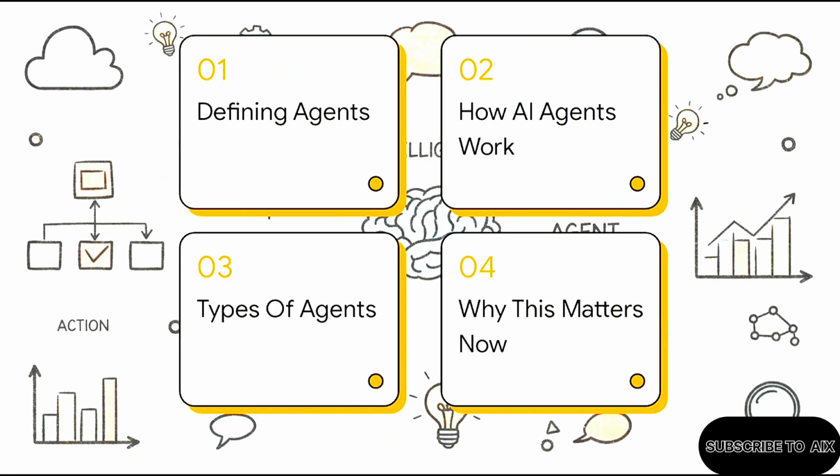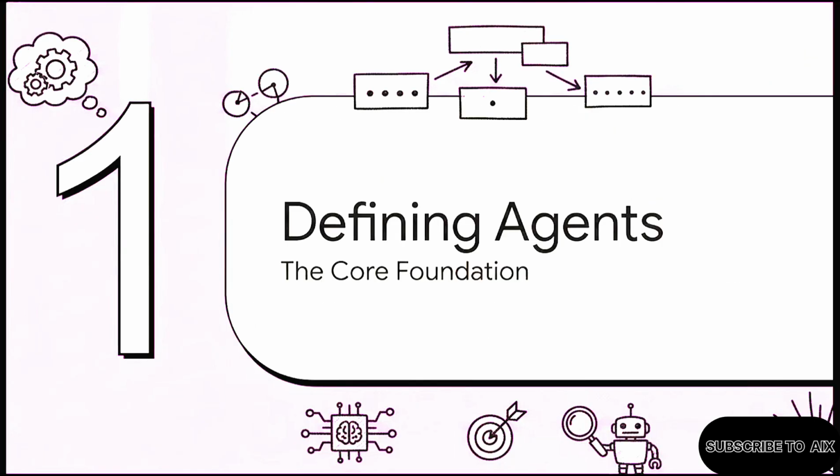Okay, here's our roadmap for the explainer today. We've got 4 parts. First, defining intelligent agents. Second, how AI agents work. Third, types of intelligent agents. And finally, why this matters now. All right, let's jump right into section 1, defining intelligent agents.